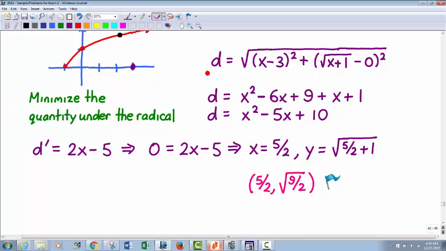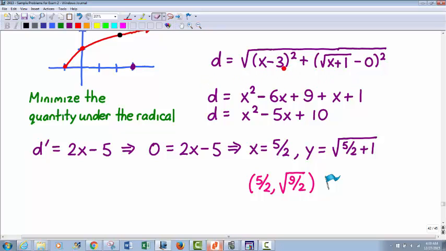I think in the notes maybe I wrote d star or something. If you put a d star, you're giving it a different variable name, and so it's not really d anymore because the square root's gone. But we're minimizing under the radical.